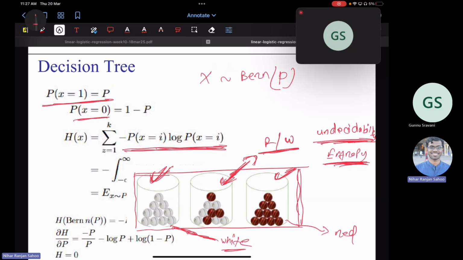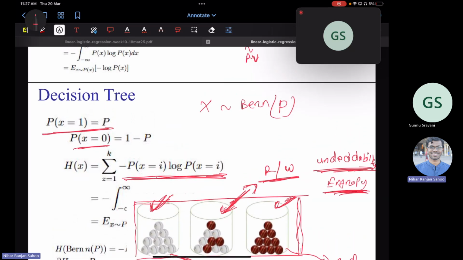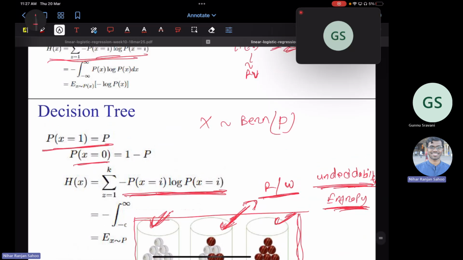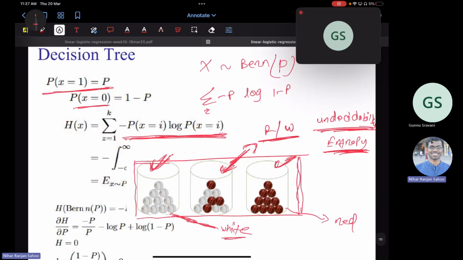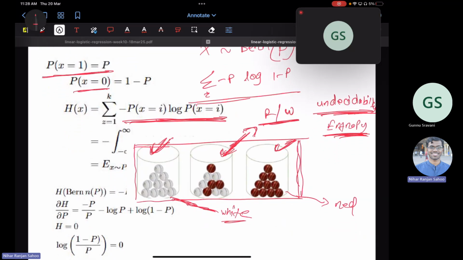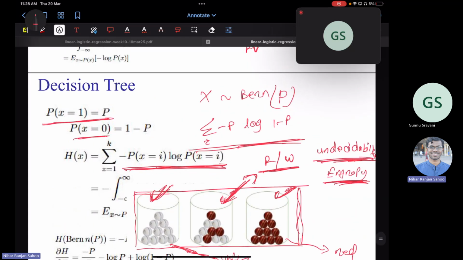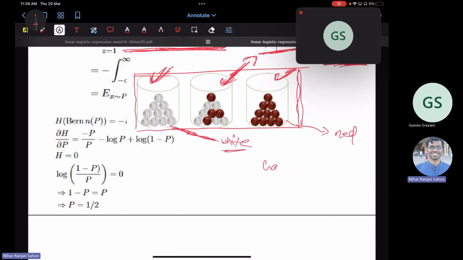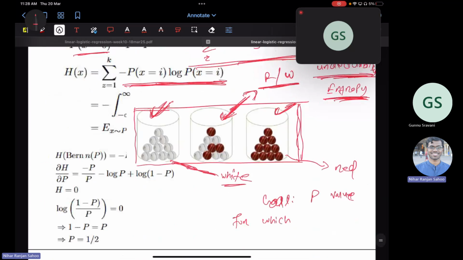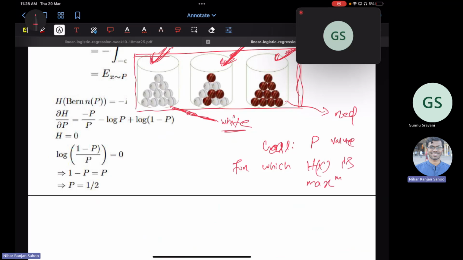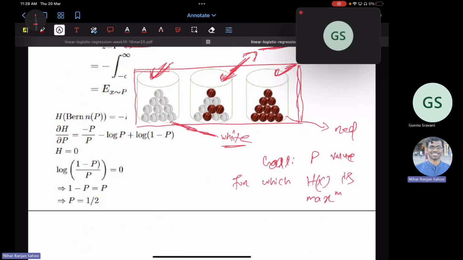When you put the values of the probabilities in the formulation, you will get this, right? Now if you try to simplify, it is the negative summation over i of P log P plus 1 minus P log 1 minus P. Now you have to find the parameter. Our goal is to get the P value for which this term H(X) is maximized. Entropy by definition can be minimum 0 or maximum 1, right? So that's what we want to achieve.